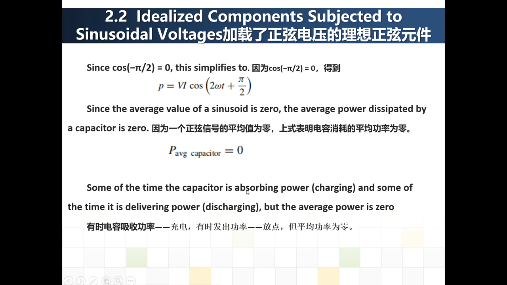Therefore, the average value of a sinusoid is 0. The average power distributed by a capacitor is therefore 0. What does this mean? This means some of the time the capacitor is absorbing power, which means it is charging, and then sometimes the capacitor is delivering power, which means it is discharging. So the average power is 0.